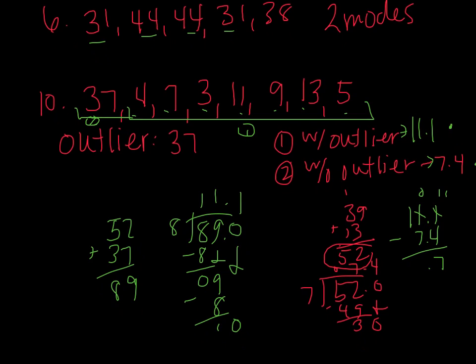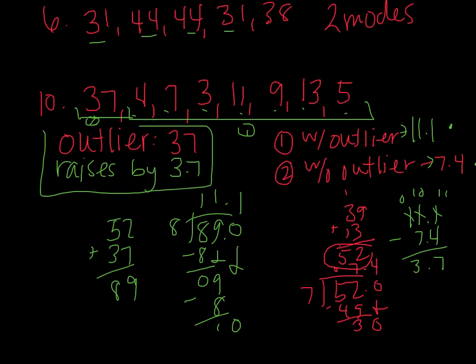0 minus 7, can't do it. Better add my 10 over there. 10 minus 7 is 3. So my outlier is 37, and there is a distance. It raises by 3 7/10 of a point. Okay, so this is our answer right here.